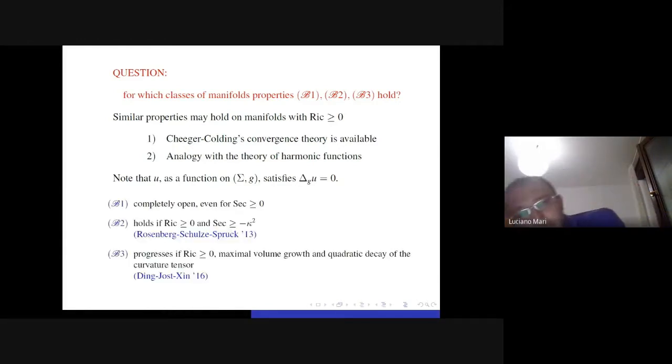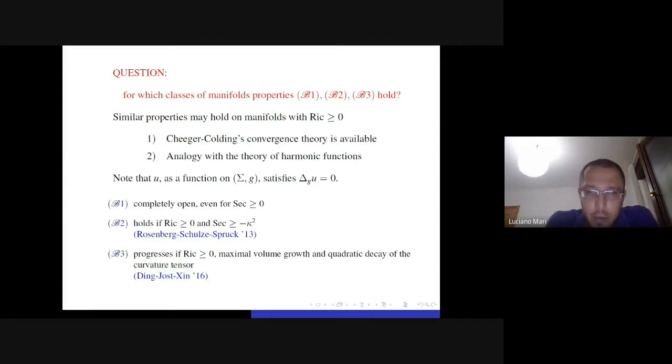What about the three problems? Well, problem one is completely open. As far as I know, there is no attempt to address the Bernstein theorem in full generality on manifolds that are not Euclidean space, even for sectional curvature non-negative. There is some result for asymptotically flat manifolds due to Carlotto.